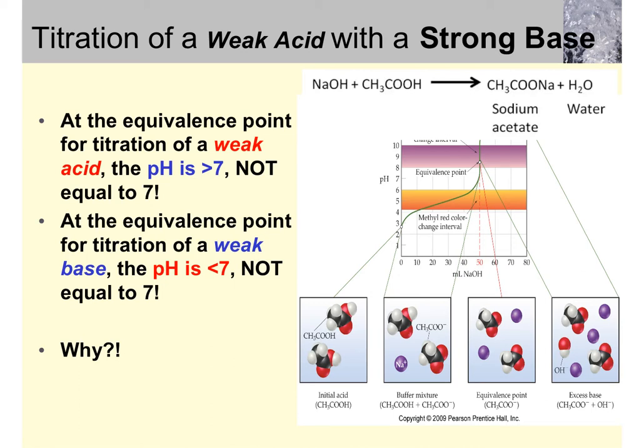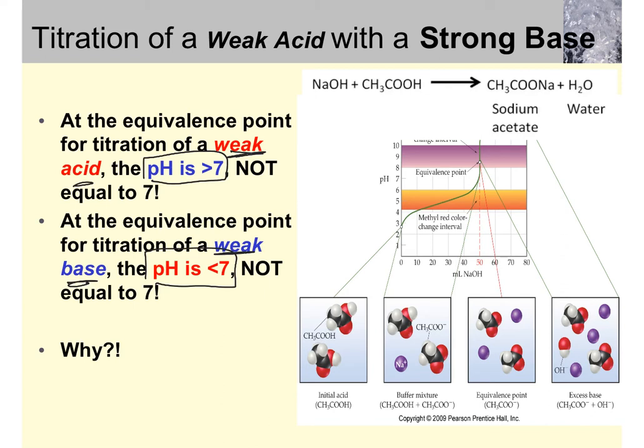So at the equivalence point, when you're titrating a weak acid, the pH is not equal to 7, it's greater than 7. At the equivalence point when you're titrating a weak base, the pH also is not 7. It is less than 7. What on earth is going on?